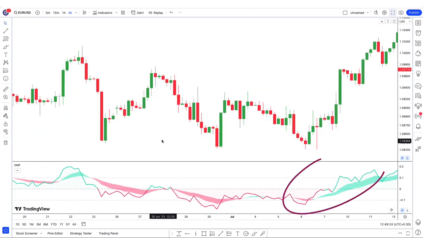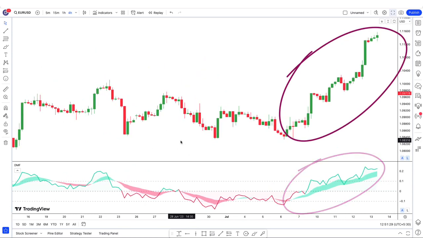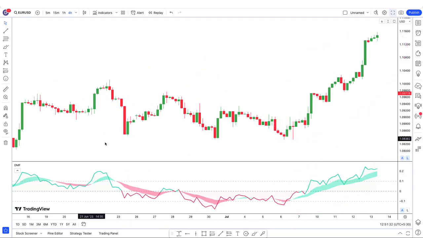Another important point about this indicator is that in the times that the indicator is above the center line and the DMF line is above the cloud, it shows a very high amount of buying volume and buying interest among traders. So strong advancing of the price, as you can see. And in other times when the indicator is below the center line and the DMF line is below the cloud, it shows very high selling volume and selling interest among traders. So strong declining of the price.